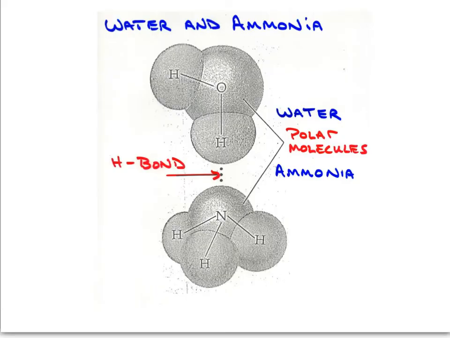As a result of the slight charge on polar molecules, such as water or ammonia, electrostatic attractions form between molecules. These electrostatic attractions that form between polar molecules are called hydrogen bonds. Keep in mind that hydrogen bonds are not true chemical bonds. These are simply electrostatic attractions or intermolecular forces.